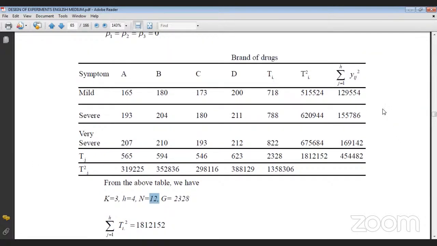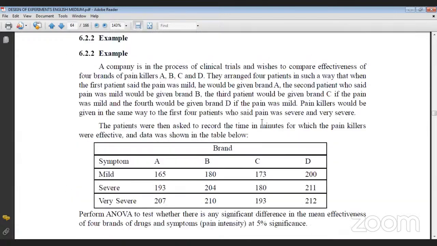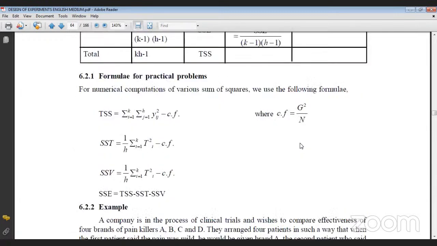This is the row I, this is the column J. What should we multiply, then Yij will become? Multiply, sir. How? Yij square. What is Yi? This is Ti. Where I is equal, J is equal to 1, we are substituting. How did 129, 554 come? I'm also not getting it, sir.